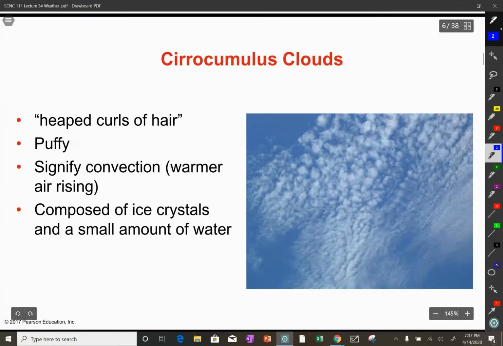Next, we have the cirrocumulus. So you see here, yeah, that looks like the cotton ball idea. They're very high, and so they look like little tiny cotton balls. So the ones that are high with the smallest size cotton balls, those are your cirrocumulus. They signify that you have convection, that is, you have warm air rising up. And they're composed of ice crystals with just a small amount of water.